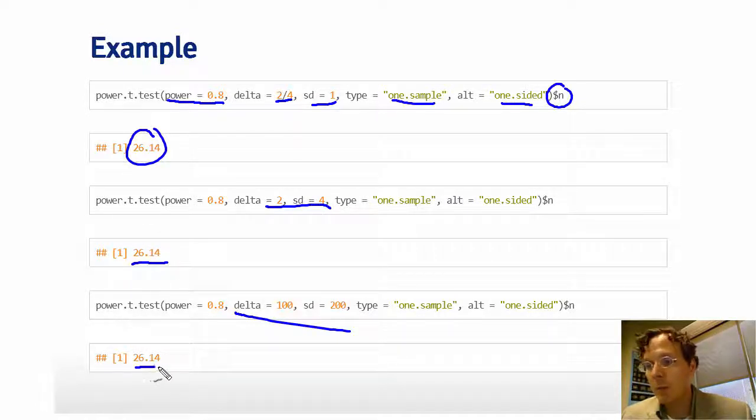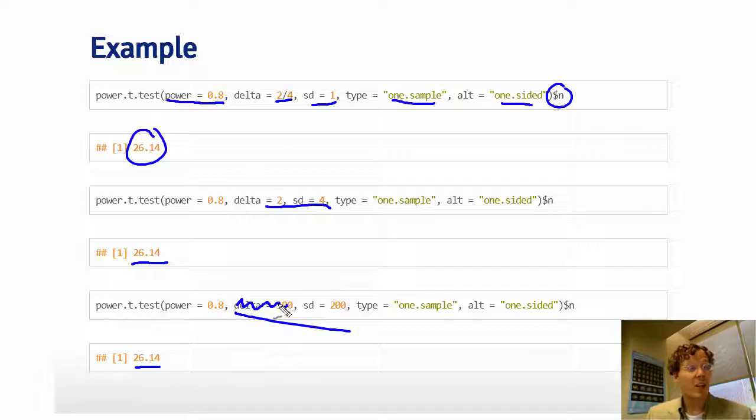Now what I'll leave as an exercise for you guys is to, for example, omit delta and put in an n and have power.t.test show you what's the minimum detectable delta in order to have 80% power for a specific sample size. And I think given the code that I've given you here, this shouldn't be too hard of an extension.